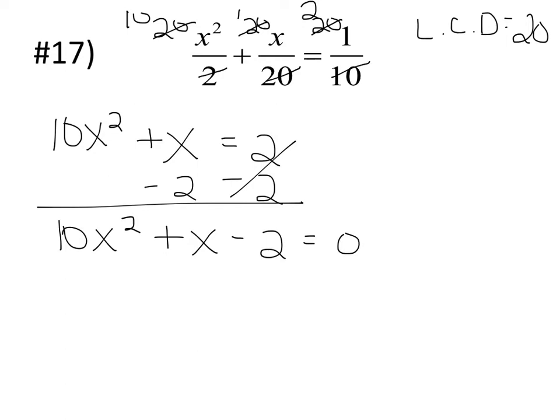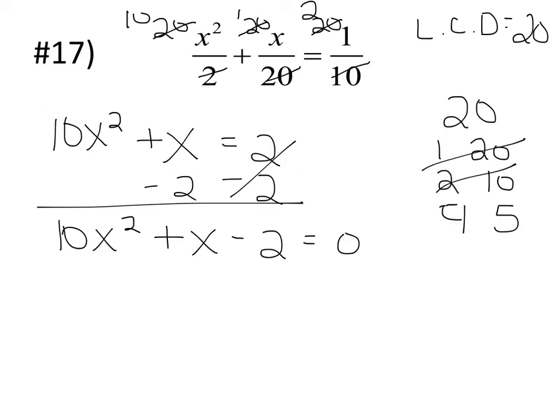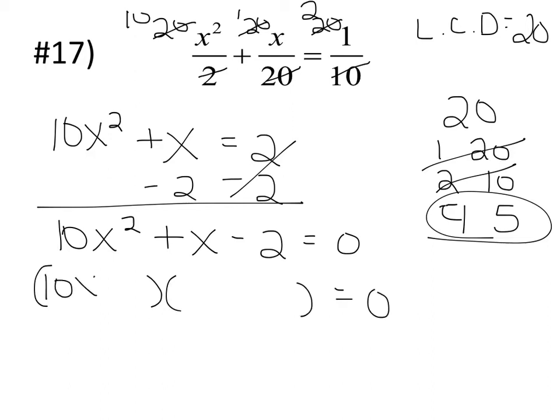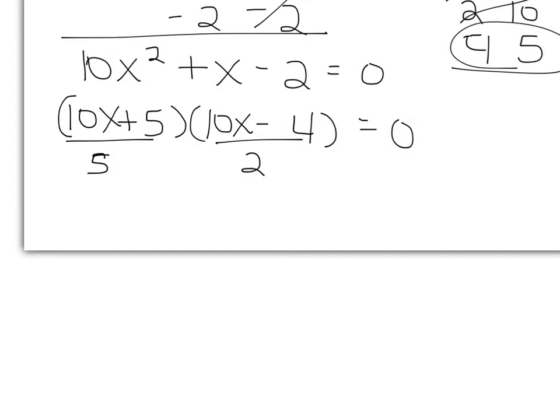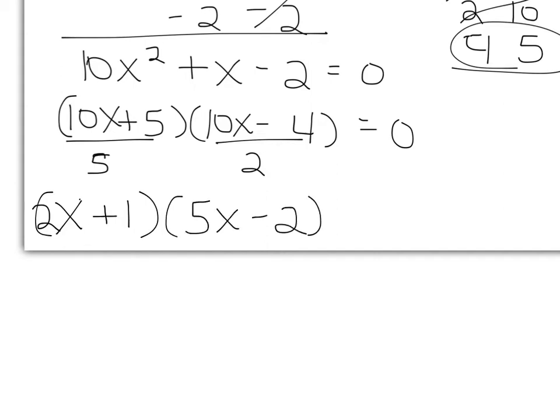So there's no GCF to factor out, so you're going to do 10 times 2 is 20. And then you're going to list your factors of 20. And the ones that could give you 1 are 4 and 5. So you're going to do 10x and 10x. Keep your first sign. If your first sign is positive, you keep your second sign. And then you have 5 and 4. Larger number always goes first. This house has a 5 in common. This house has a 2 in common. So you need to divide those out. This leaves you 2x plus 1 and 5x minus 2.